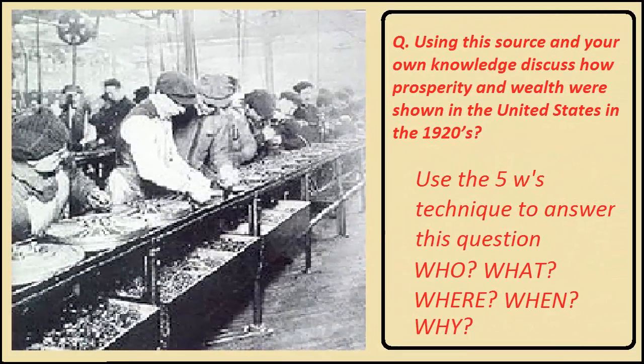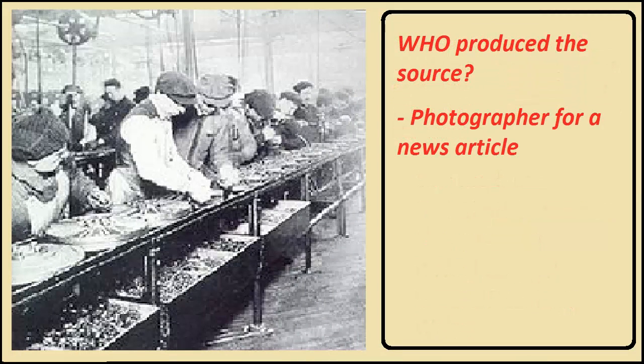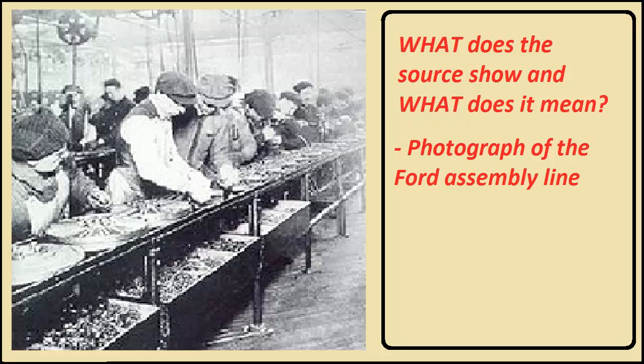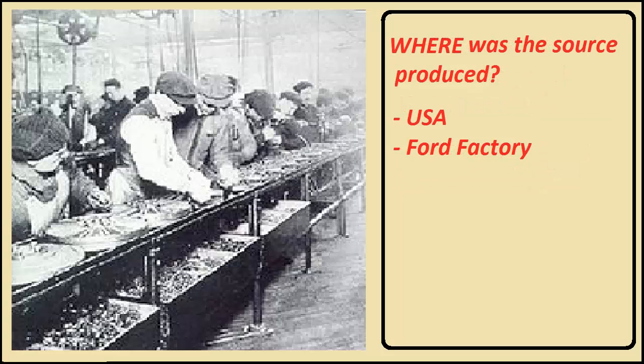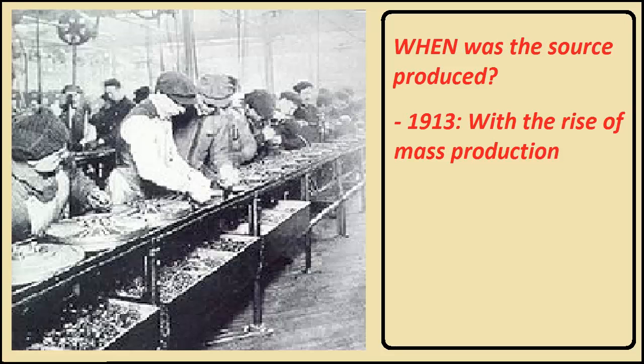You can use the 5 W's technique to help answer source questions. Who produced the source? Photographer for a news article. What does the source show? Photograph of the newly designed Ford assembly line. Where was the source produced? USA, a Ford factory. When was the source produced? 1913, preparing for mass production.